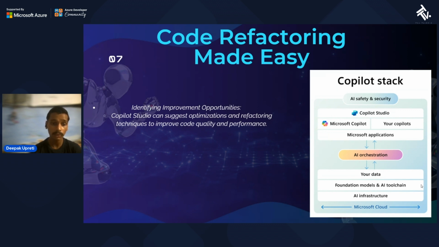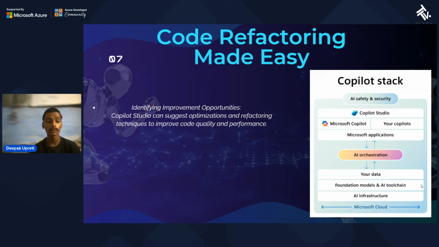Second one is automated refactoring. Once improvement opportunities are identified, Copilot Studio doesn't stop here. It can also assist in implementing these changes automatically. Imagine working on a large code base with multiple nested loops. Copilot Studio can analyze the code, identify potential performance bottlenecks, and suggest more effective alternatives. Replacing the nested loop with an optimized construct, this automated approach saves you valuable time and effort, allowing you to focus on higher level development tasks.